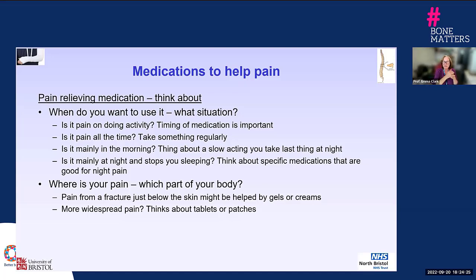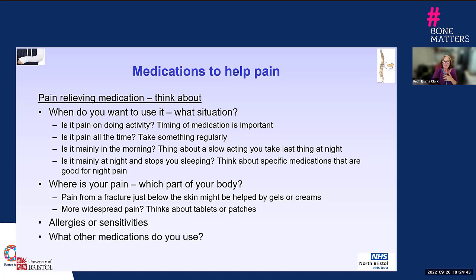And a second helpful question is, where is your pain? So, for example, a broken wrist or finger or bone in the foot might be helped by pain relieving gels and creams, or pain relieving patches might be helpful if your pain is more widespread. But when thinking about your medications, you should also think about your allergies and sensitivities. So for example, some people are allergic to plasters and therefore can't use some of the versions of their patches. And also think about what other medications you use. And if you're not certain, please don't be afraid to ask.